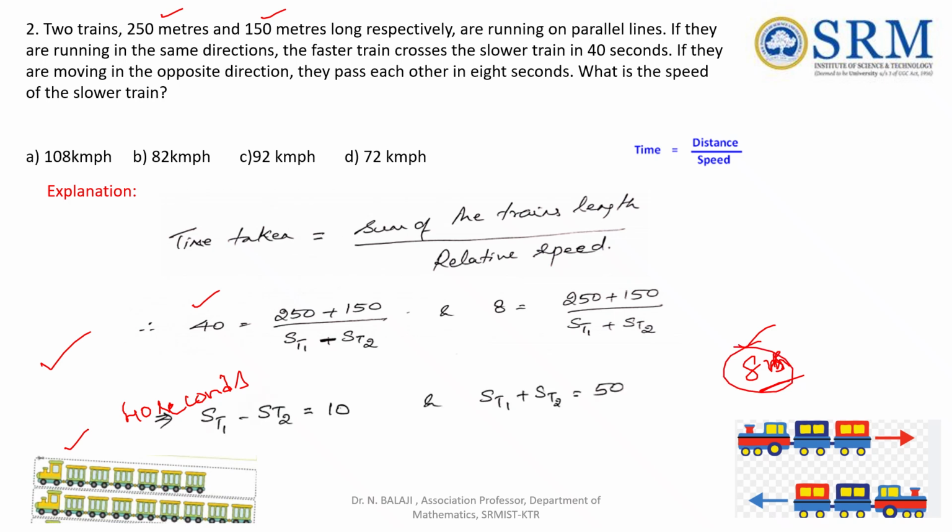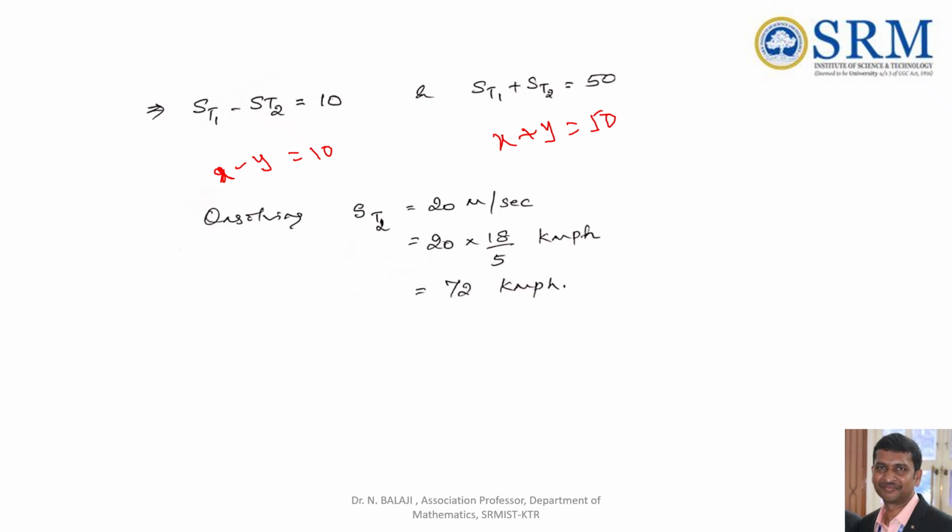So this is the first equation, and this is the second equation. If you solve both equations, one gives 40 seconds and the other gives 8 seconds. So x minus y is equal to 10, and x plus y is equal to 50. If you solve these two equations, you will get y. Y is 20 meters per second. If you want to convert meters per second into kilometers per hour, multiply by 18 by 5. If you multiply, you will get 72 kilometers per hour. That option you can select in that problem.